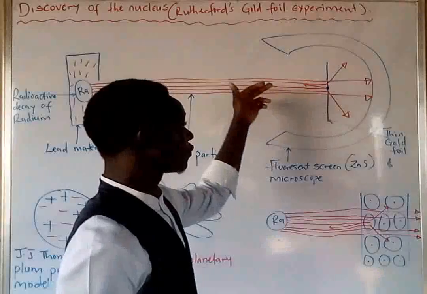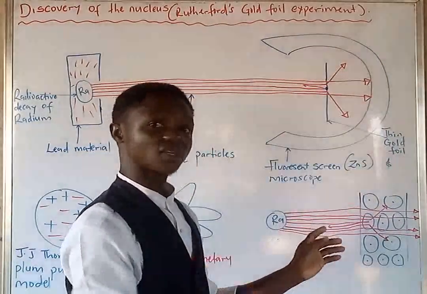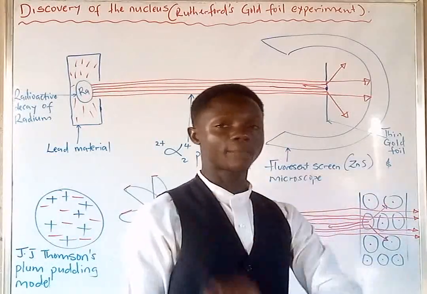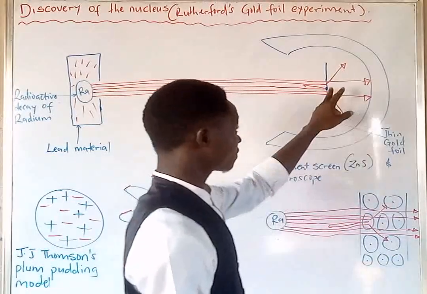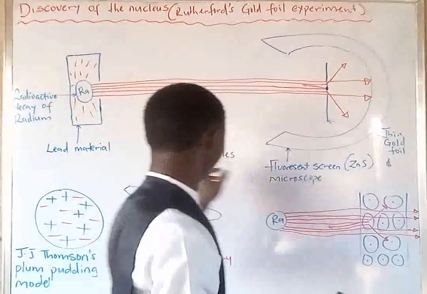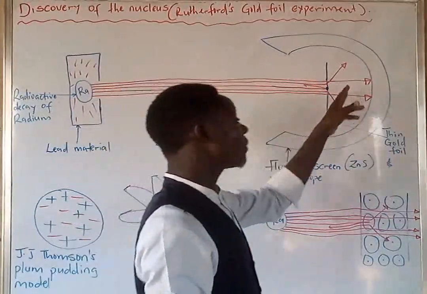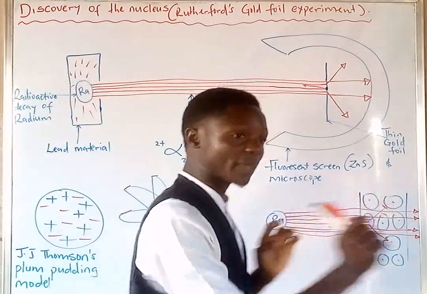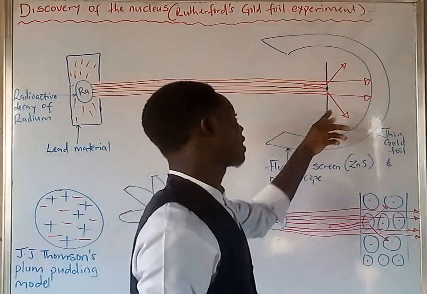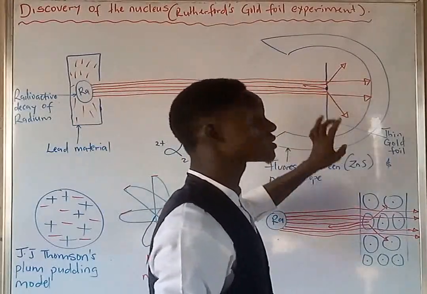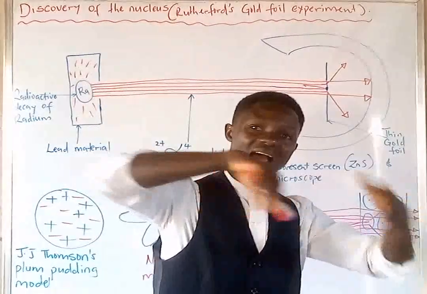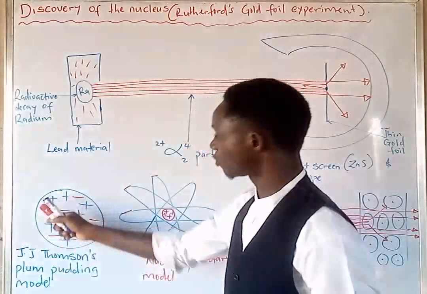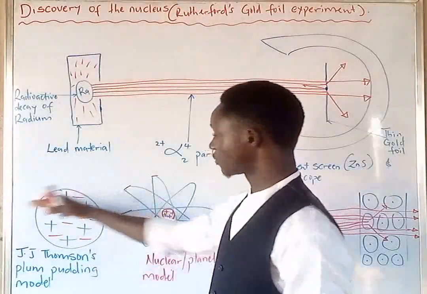Then the next thing is that for some of the particles to be deflected, this shows that the center is charged, and the charges must be positive charges. This is because we know positive and positive will repel, because the alpha particles are positively charged, so the center must be positively charged so that there will be repulsion, there will be deflection. They will repel and bring about the deflection. And then he said for some of the particles to pass through, this shows that most of the atom is empty. So that is why some of the particles pass through.